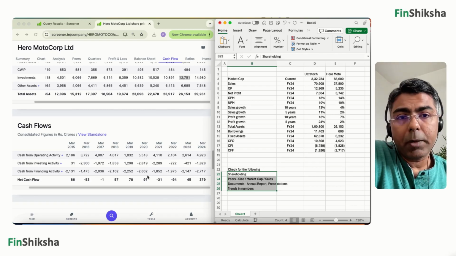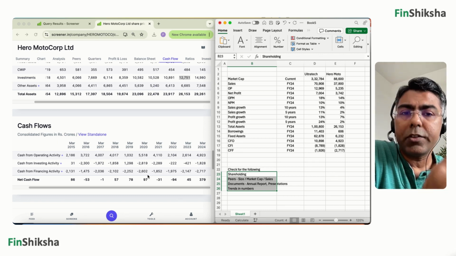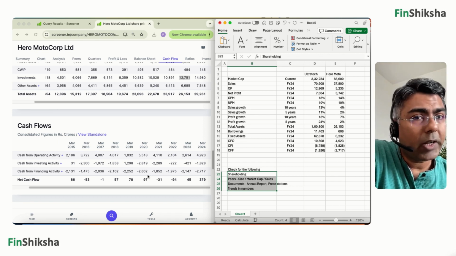Try it out. Pick up a company, go to Screener, open an Excel file, just start punching in numbers, and you'll see your understanding about it will start evolving. Just try it out and let us know in the comments how that worked out, right?